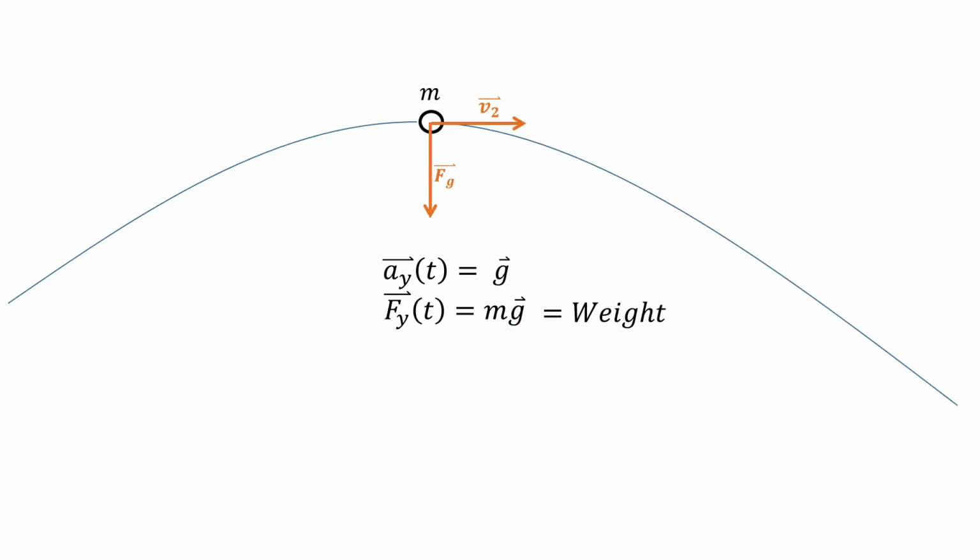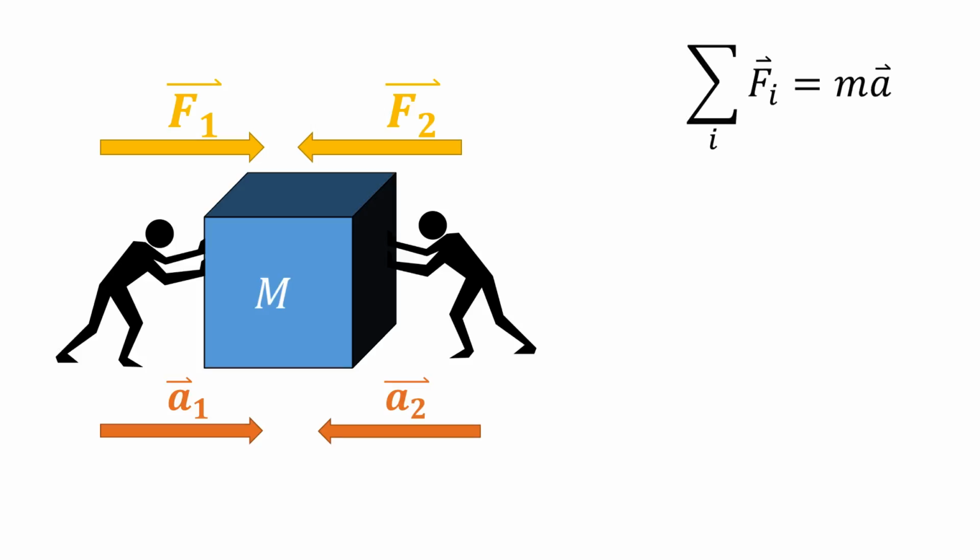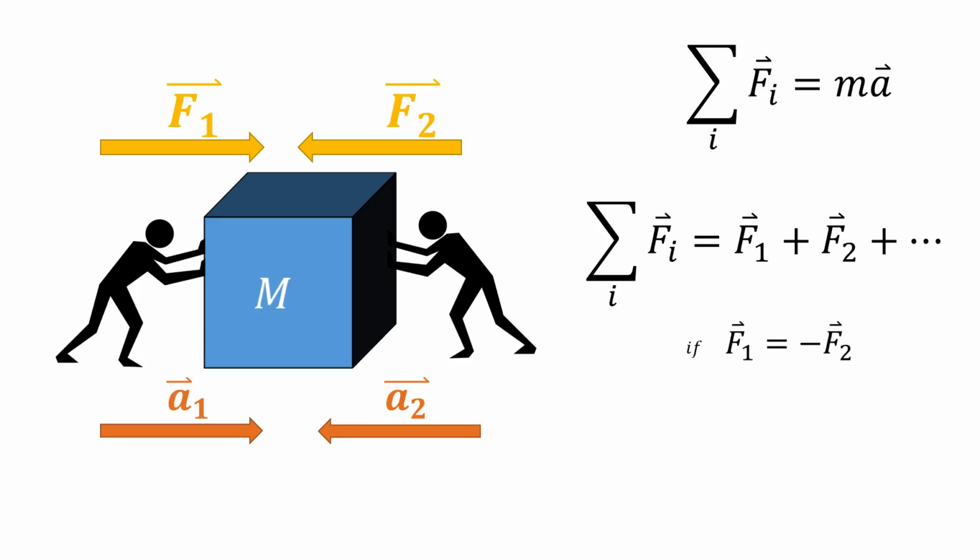There might be more than one force acting on an object at any given time, with each force tending to cause an associated acceleration. The net force acting on an object is equal to the mass of the object times its resultant acceleration. The net force of an object is just the vector sum of all the forces acting on the object. If it works out that all of the forces acting on the object are equal and opposite, then the net force on the object will be equal to 0, and the object will undergo no acceleration.